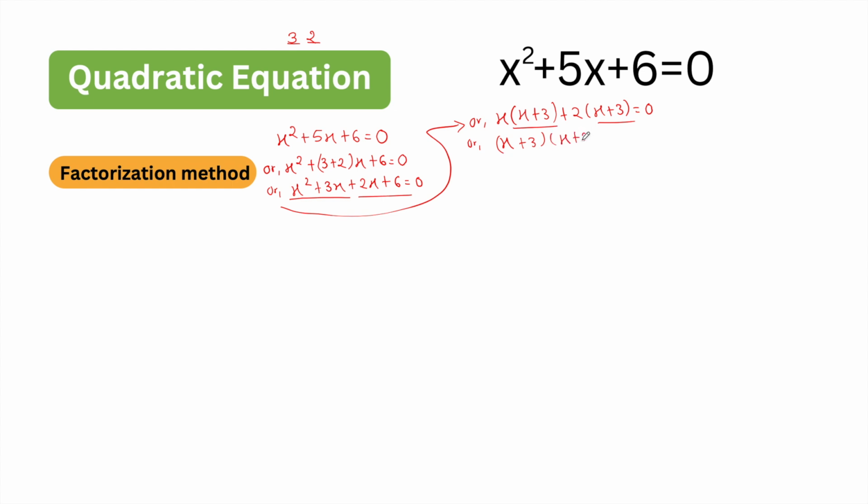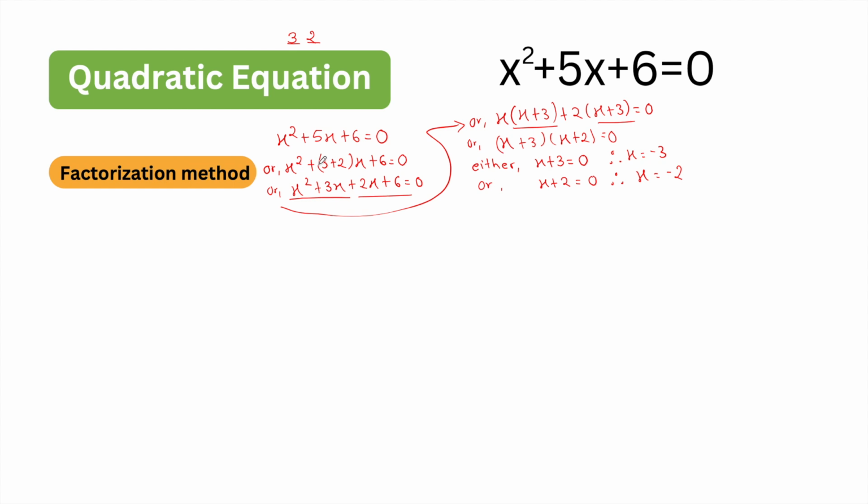(x plus 2) is equal to 0, and from this equation either x plus 3 is equal to 0, which gives x is equal to minus 3, or x plus 2 is equal to 0, which gives x is equal to minus 2. Okay, so this is how we solve the quadratic equation using the factorization method.